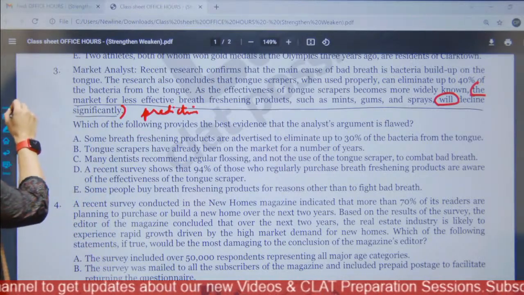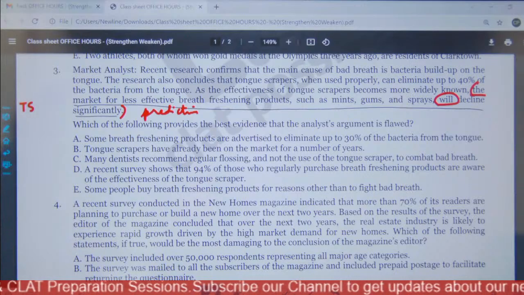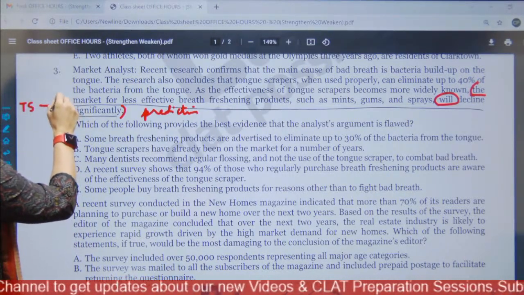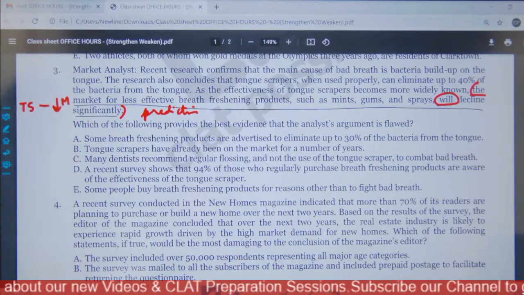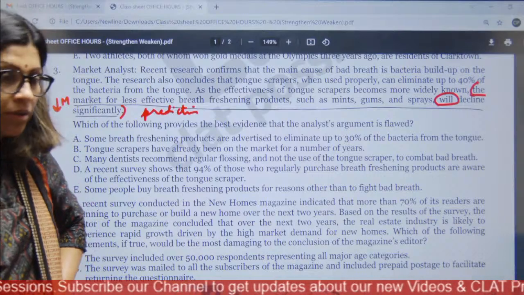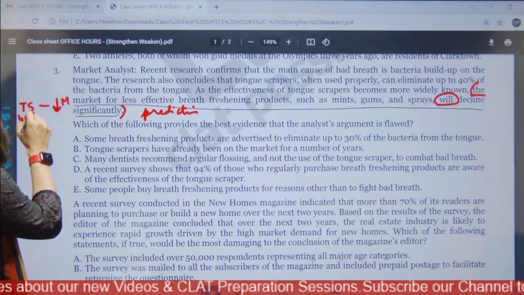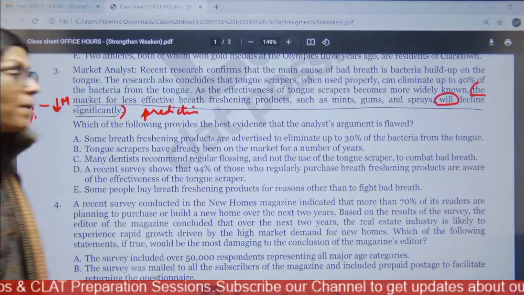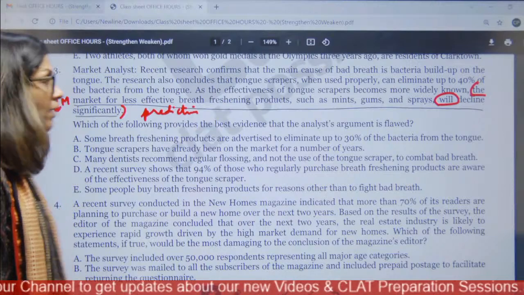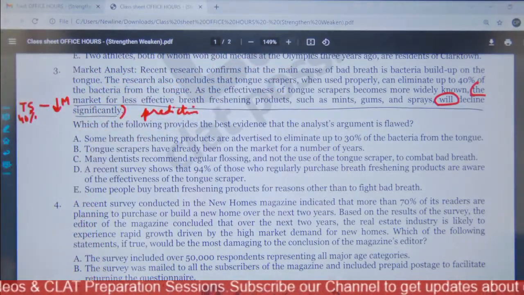that because tongue scrapers are killing bacteria, the sale of mints, etc. will go down. The sale of mints, etc. will go down, right? Because tongue scrapers are killing almost 40% bacteria. So nobody will buy mint, gum and sprays, right? And it gives you lots of research to show why it is killing so many bacteria.